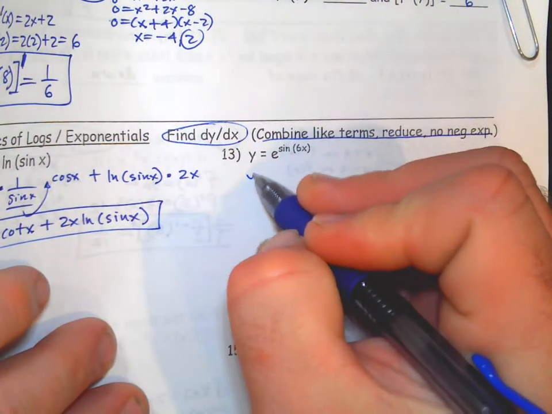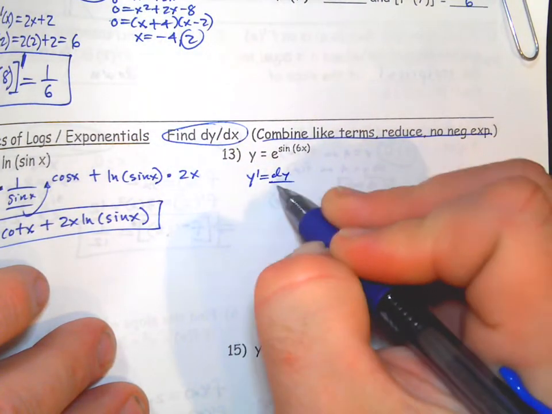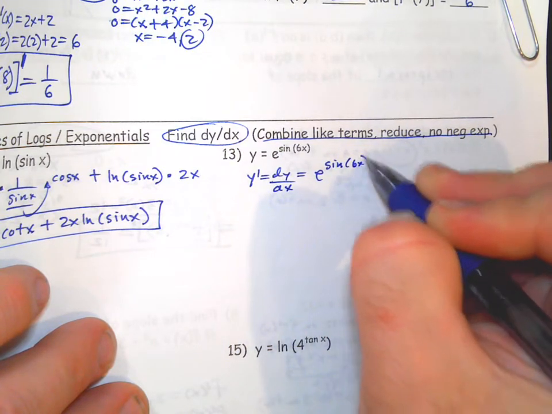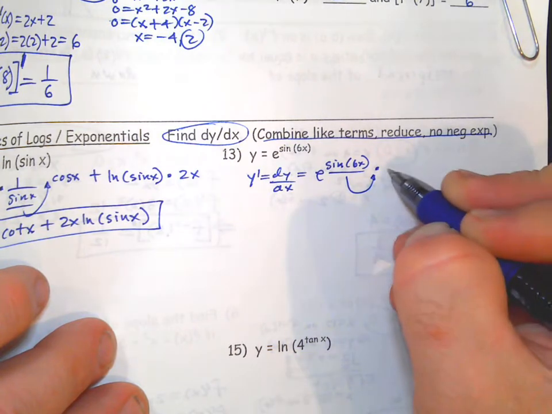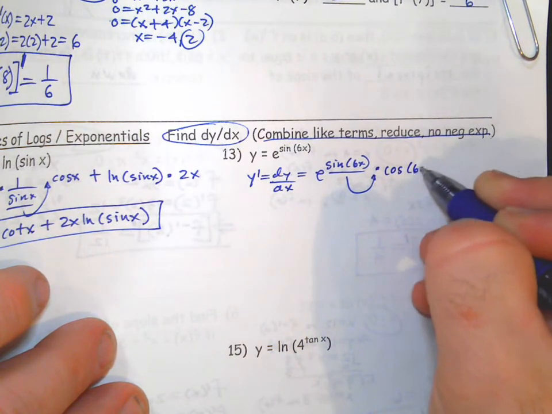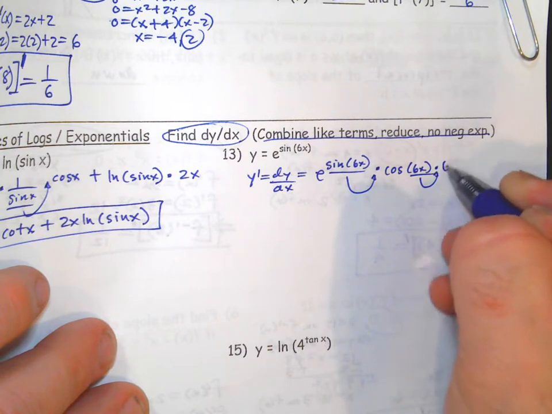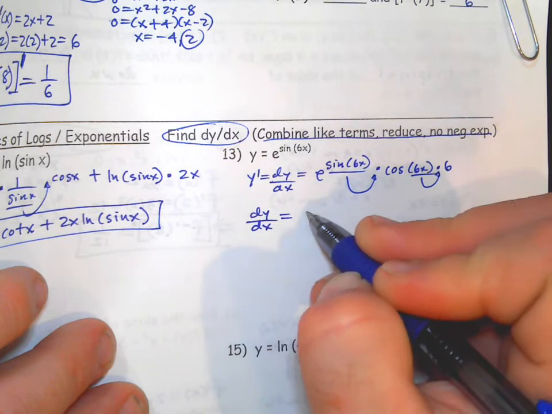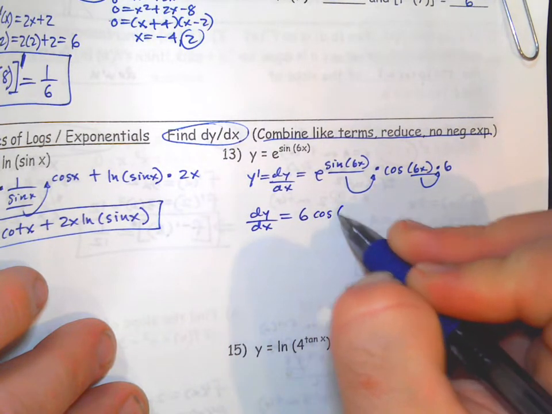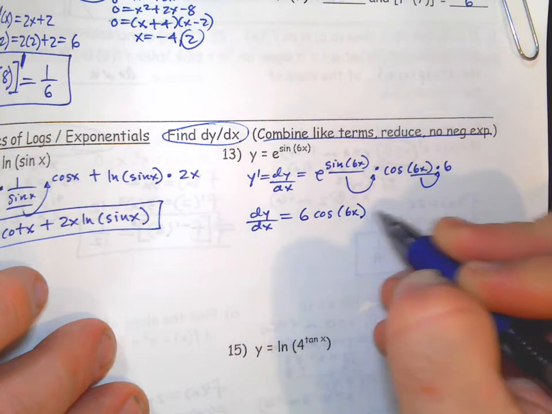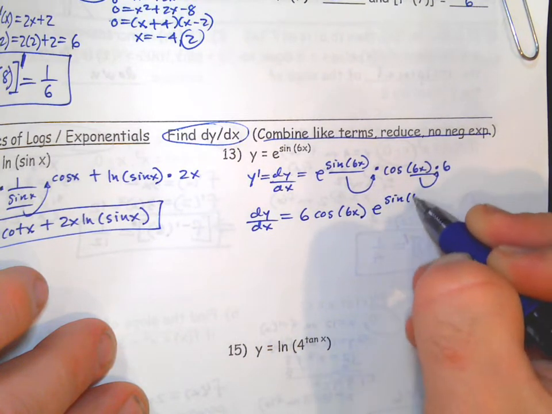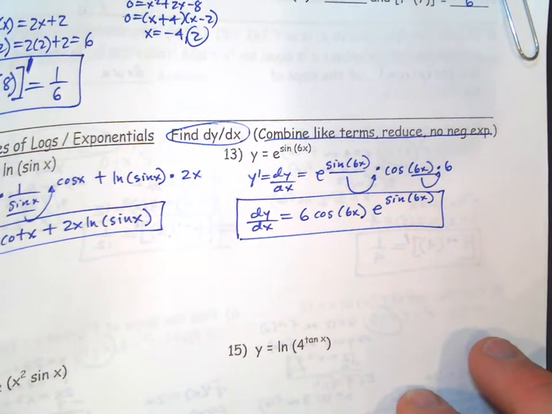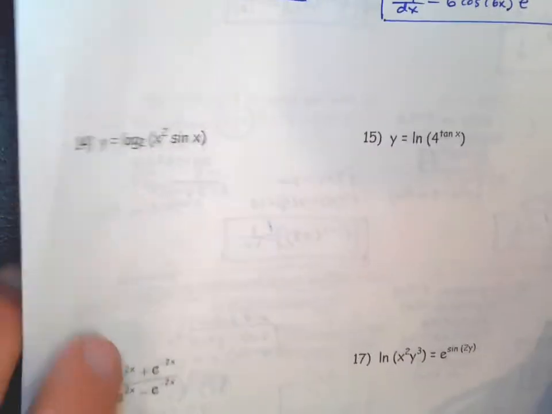Number 13, y prime, or dy dx. All right. Exponentials are their own derivatives. Simple as that. Then, of course, like always, you got to do the chain rule. So the next one is cosine. Leave the inside the same. And then you got one more chain rule inside that, which gives you another 6. So your final answer for dy dx is 6 cosine 6x e to the sine 6x, something like that. There you go.